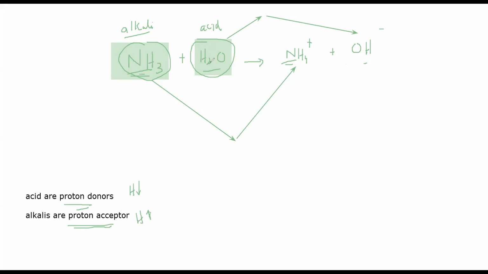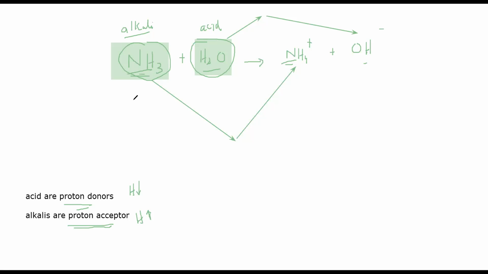So first it is H2O, two hydrogens are there, then it is only OH, so the number of hydrogens decreases. If the number of hydrogens decreases, this is donating a proton. And if a substance is donating a proton, according to the definition, that substance is acting like an acid. So here in this example, water is acting like an acid and NH3 is acting like an alkali.